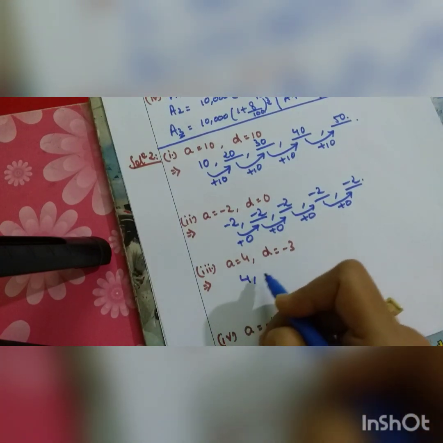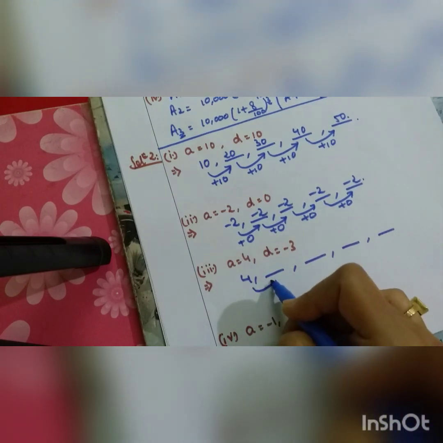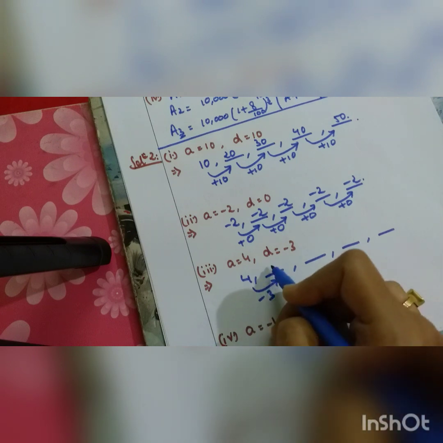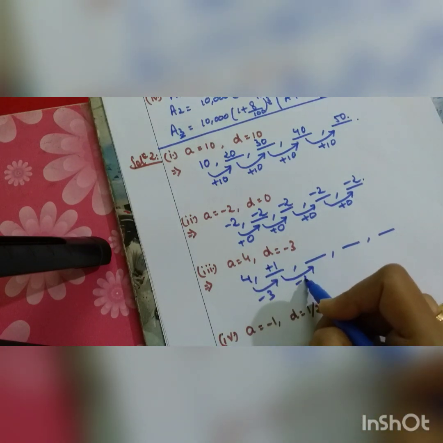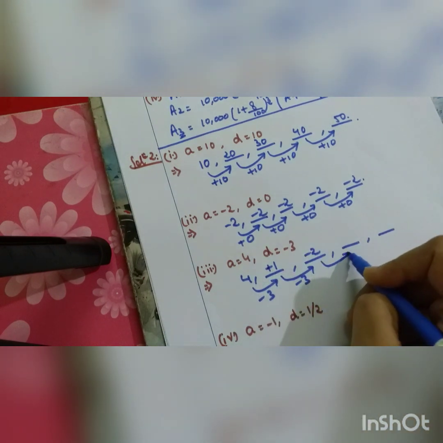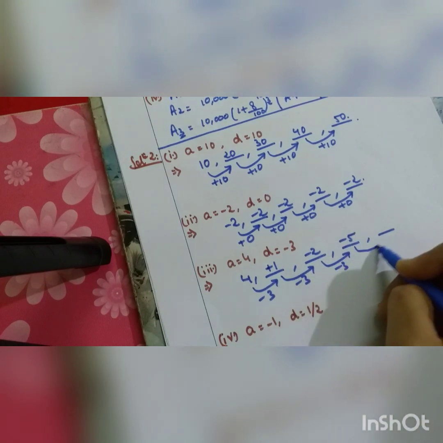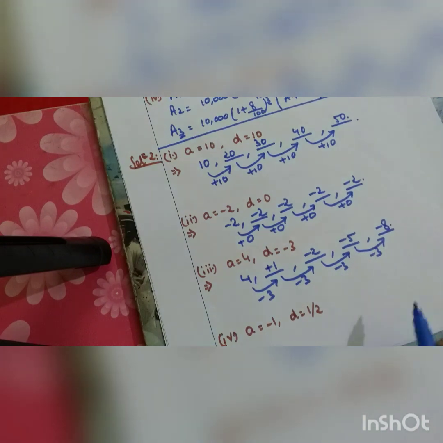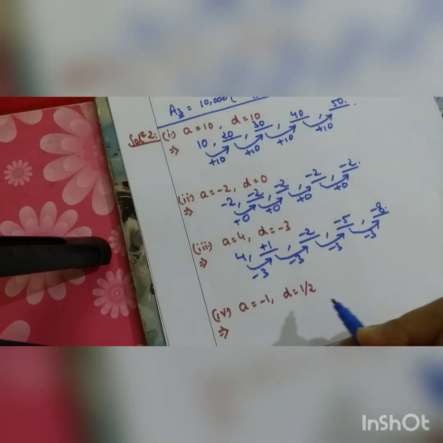Okay, a is 4 and you have to find the next 4 terms. So simply add your d. Okay, so 4 minus 3 is plus 1. Again add minus 3. So 1 minus 3 is minus 2. Again add minus 3. So minus 2 minus 3 is minus 5. Again just add minus 3. Minus 5 minus 3 is minus 8. So the next 4 terms after 4 are plus 1, minus 2, minus 5 and minus 8.